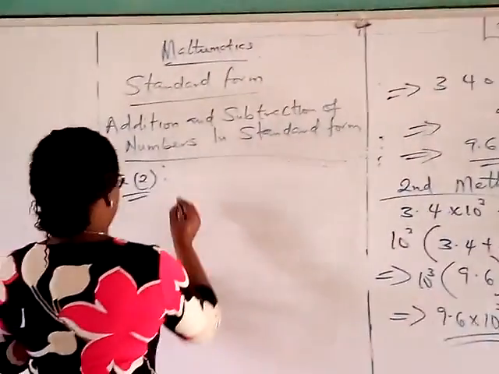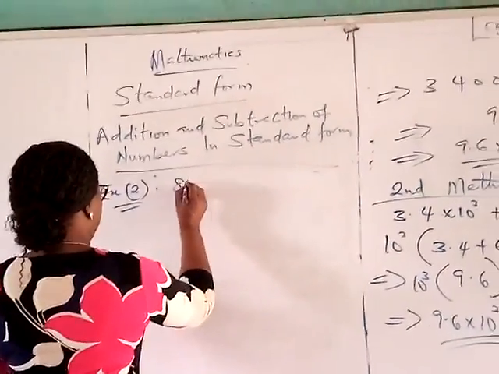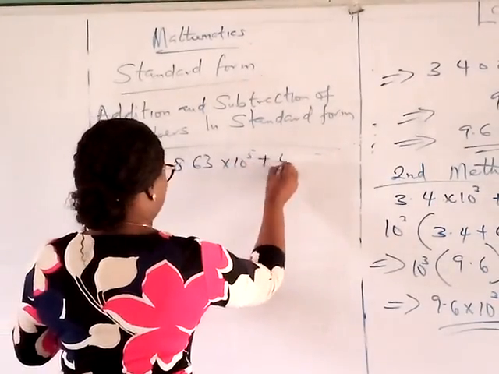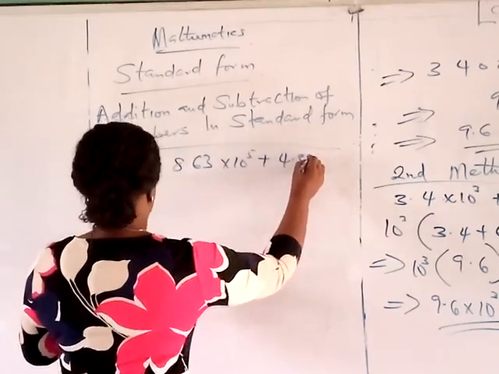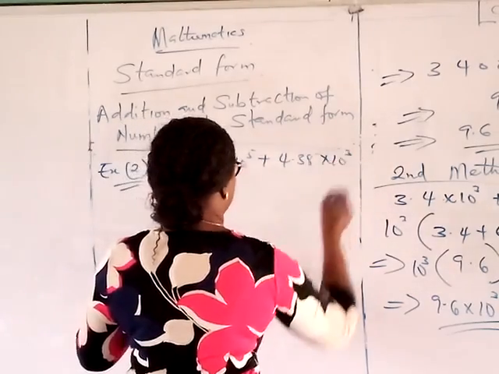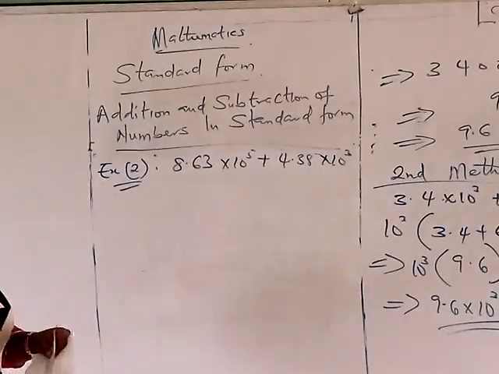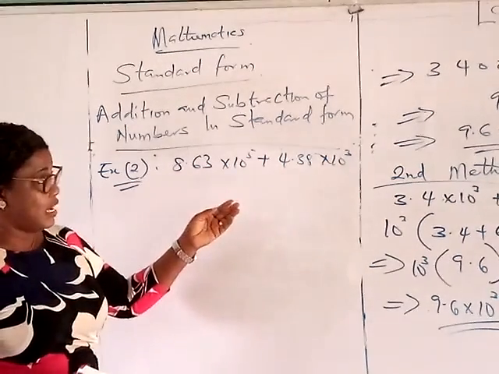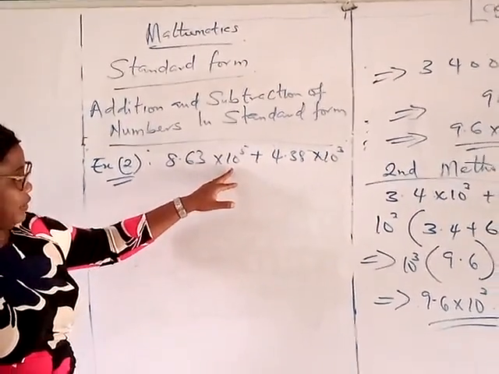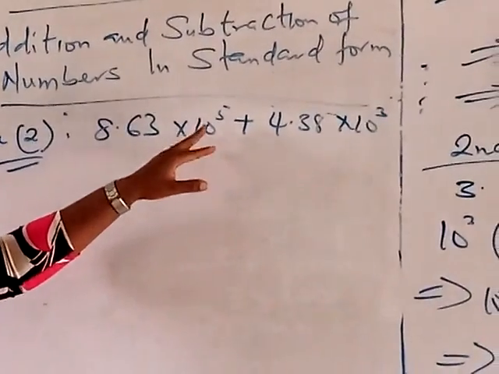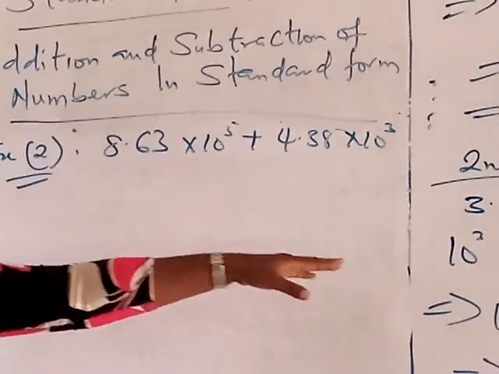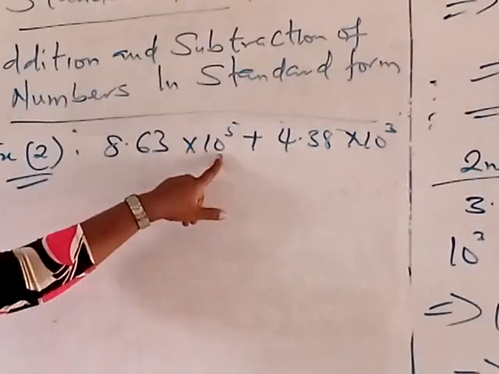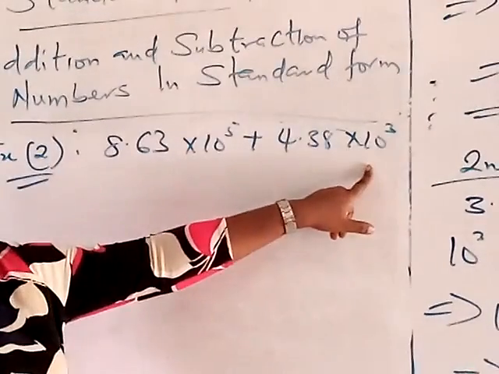Let's say you are given a question like this: 8.63 times 10 raised to the power 5 plus 4.38 times 10 raised to the power 3. Now, you look at this one, it's a bit different from the first one we had. The first one we had, the 10 there has the same power, which makes it so easy to factorize there. But if you look at this one, it has 10 raised to the power 5, while the other number has 10 raised to the power 3.